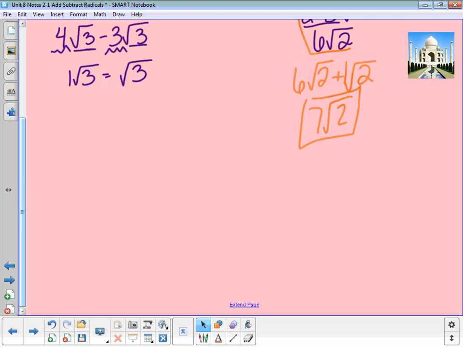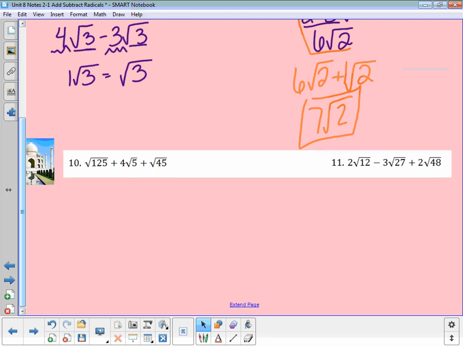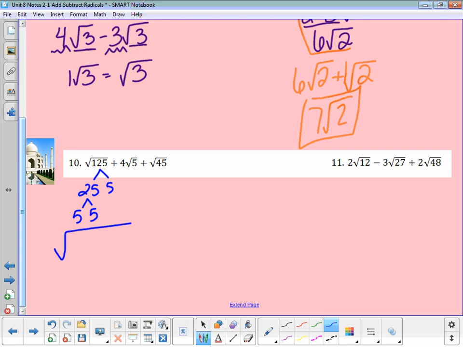Let's go ahead and try number 10. For number 10, again, I need to simplify some of those radicals. I'm going to start by simplifying 125. Well, 125 breaks down to 25 and 5. So then I get 5 and 5. So left underneath the radical here, I have 5 times 5 times 5. I'm going to pull out a pair of 5s, and that's going to be written as 5 square root of 5. 4 square root of 5 is fully simplified. 5 is a prime number. So this radical right here is already taken care of.